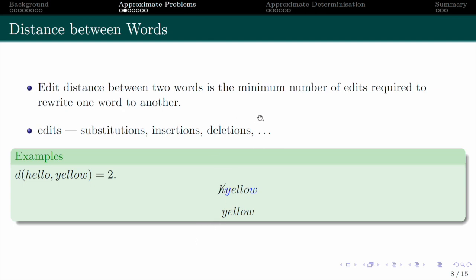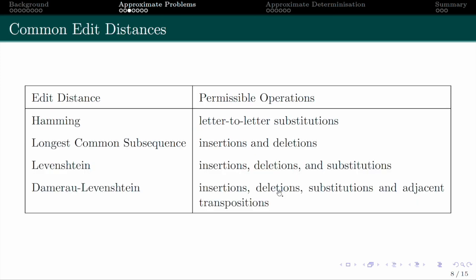The edit distance between two words is the minimum number of edits required to rewrite one word into another. Some examples of edits are substituting a letter with another, and inserting or deleting a letter. For example, if you are allowed all these edit operations, the edit distance between the words "hello" and "yellow" is 2: substitute H with Y and insert a W at the end. There are different types of edit distances based on the allowed edit operations, such as Levenshtein, where you are allowed insertion, deletion and substitution, while Hamming allows only substitutions.